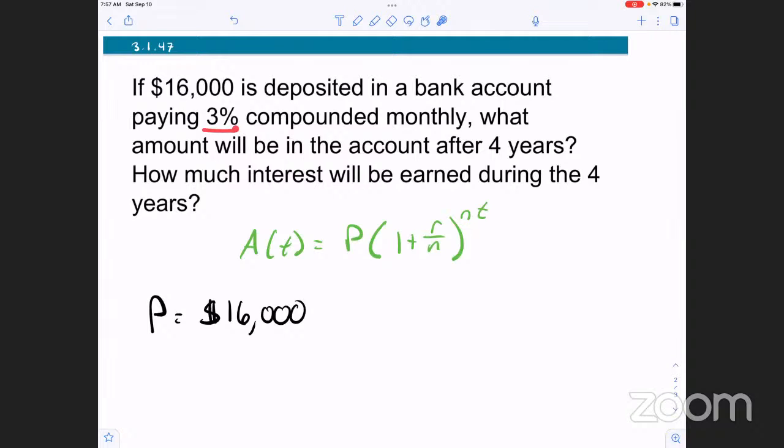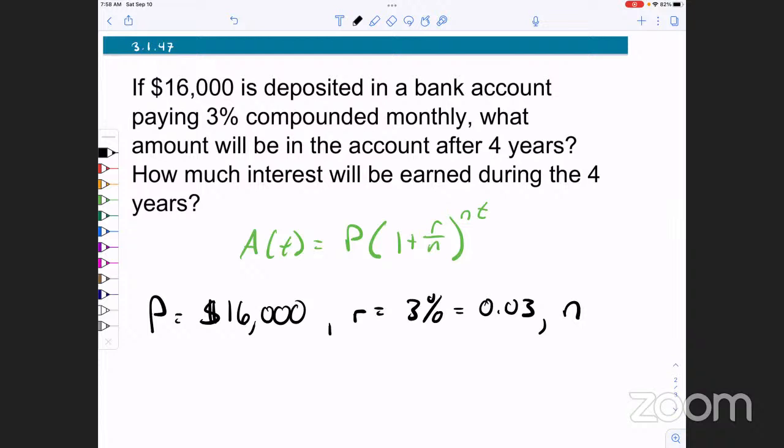It pays 3% compounded monthly, right? So the 3% is our rate. Now, rate is supposed to be expressed as a decimal. The percent symbol you can look at as per 100. So if you say 3 times 1 over 100, that's the same as moving the decimal to the left twice: 0.03. So the rate has to be expressed as a decimal. It says compounded monthly, so that's our n, the number of compoundings per year. If it's compounded monthly, then n is going to be 12.